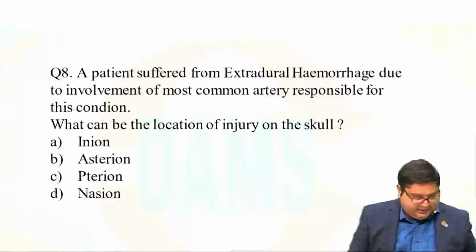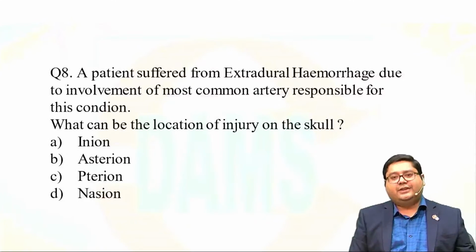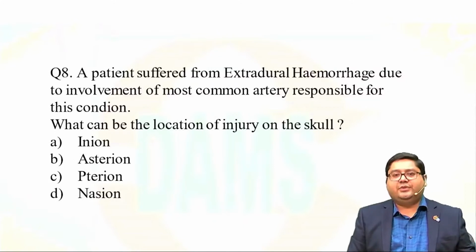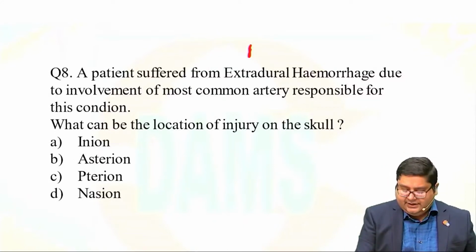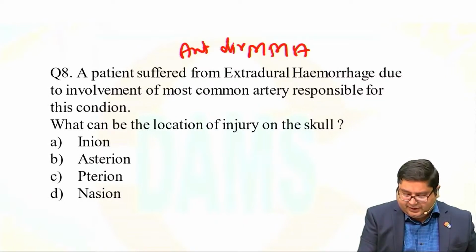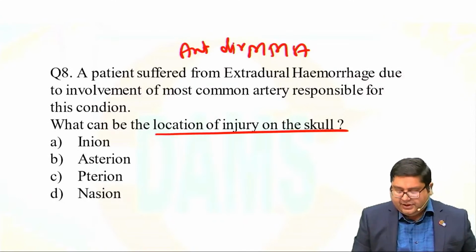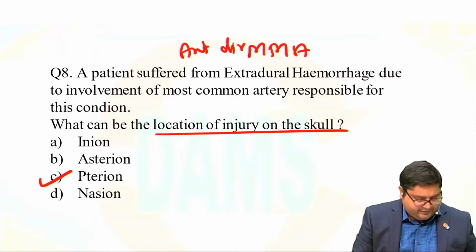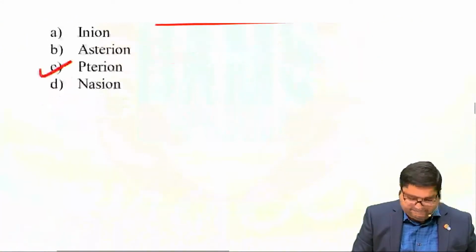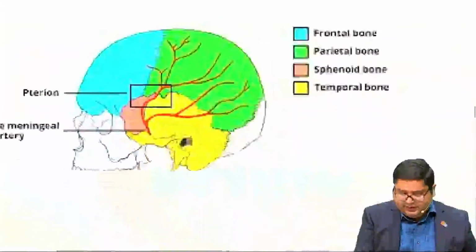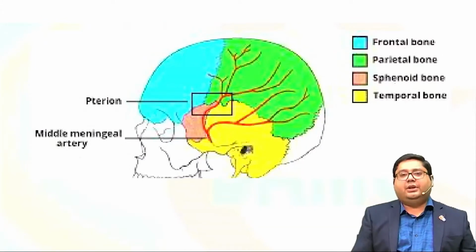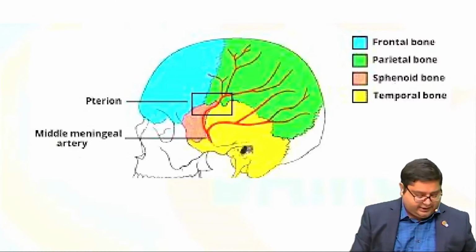Now dear friends, the next question is this: a patient suffered from extradural hemorrhage due to involvement of an artery. Which artery is most commonly responsible? Middle meningeal artery, the anterior division, that is responsible for it. What will be the location of the injury on the skull? That will be pterion. So this is the pterion where we have the anterior division of the middle meningeal artery, okay, that is responsible for the extradural hemorrhage. All right.